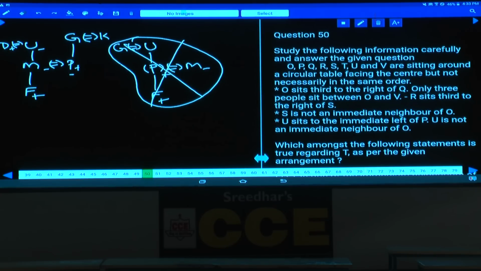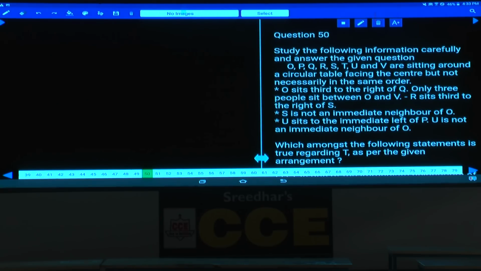Then 50 to 54, O, P, Q, R, S, T, U, and V are seated around a circular table facing the center but not necessarily in the same order. Tell me how many people are there? There are 8 people seated around a circular table facing the center, clearly given.